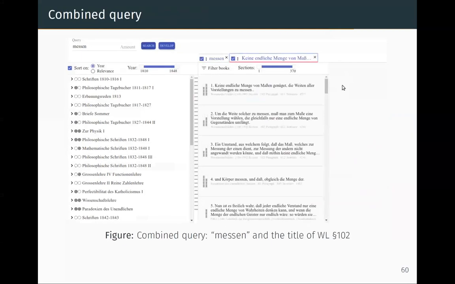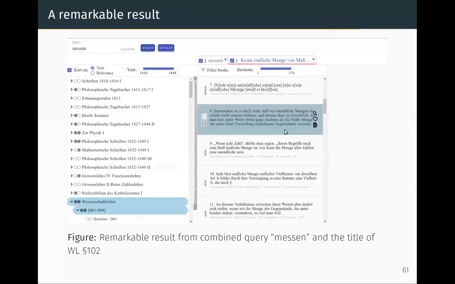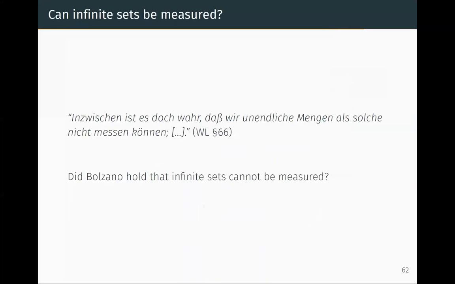Also to clarify what Messen means, we can do some combined searches. So for example, the concept of Messen and the title of the section, to restrict the results even more, to make the chance higher that we get something interesting. And then we find this sentence which says that in the meantime, it's also true that infinite sets cannot be measured. So it seems that Bolzano held that infinite sets cannot be measured.